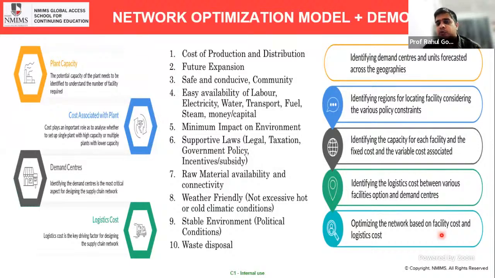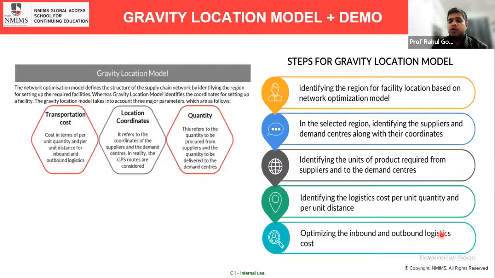Okay, so these models or these demos are explained in detail in your async content, so you can refer to all those Excel files. There are very detailed explanations of all of these models which you can refer to. So the network optimization model is all about finding, like I said, between India or China, that model will give you an answer on whether India is the right location or China is the right location. But within India, what is going to be the exact location where you would want to set up your facility is answered by a gravity location model.